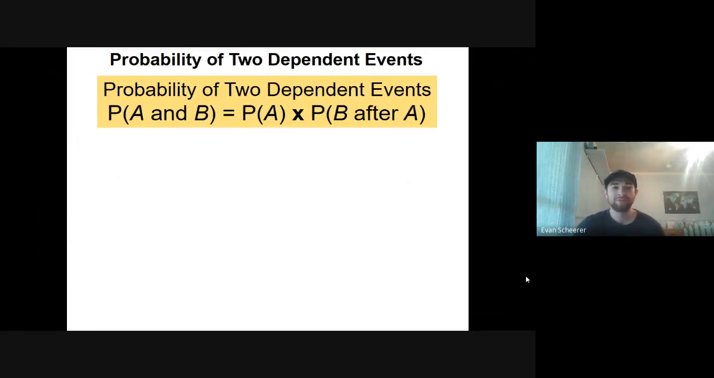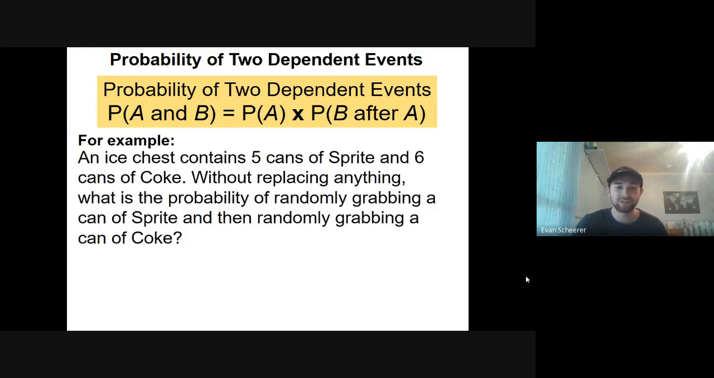All right, two dependent events. This formula looks weird. You find the two probabilities separately and multiply them together again, but the probability of that second one depends on the first one. So you must first find the probability of that first event and then find the second one based on the first one. And we're going to do an example.